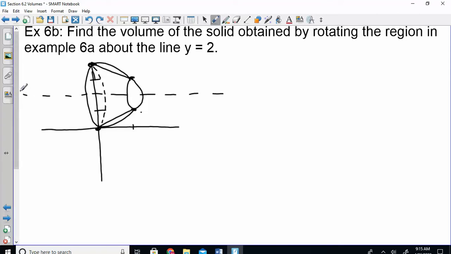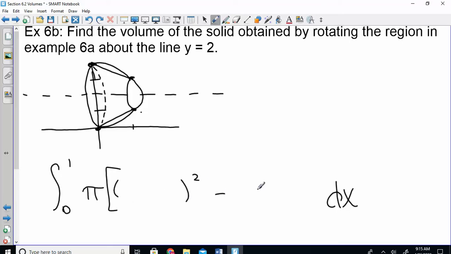Now what happens when we rotate around something other than an axis? The problem actually gets significantly more difficult. When I set this up, it's the y value that changes. We have a definite beginning and end for the x, so we're still going to integrate with respect to x. So that's 0 to 1, and that's an x, so we're going to have a dx at the end. Here's where it gets a little more tricky. We have to do pi times outside radius squared minus inside radius squared.